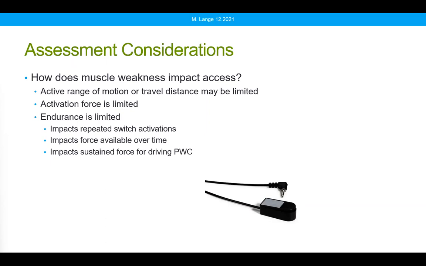And if someone's using a power wheelchair, sustained switch activation is required. So the client has to activate, hold down that switch for the period of time the chair is in motion. And again, that requires a certain amount of strength and endurance.